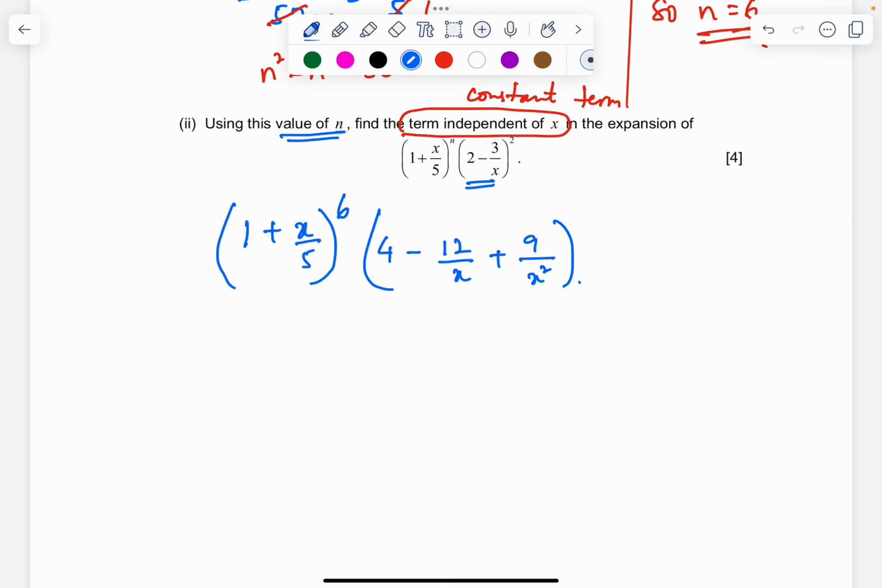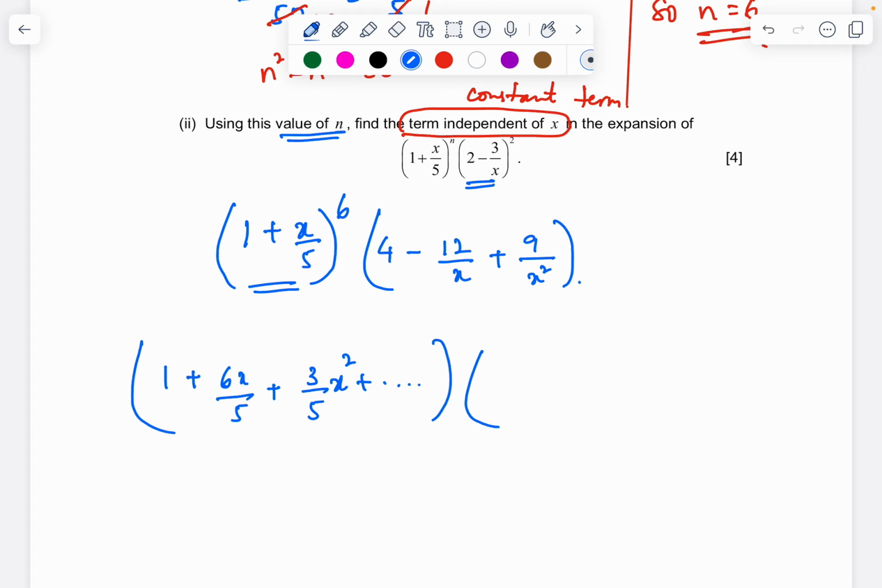So we need to also expand the first term a little bit. So let me expand at least the first 3 terms. So first term is always 1 because it's a 1 here, and the second term is going to be 6x over 5, and the third term is going to be 3 over 5 x square plus and so on, times 4 minus 12 over x plus 9 over x square.